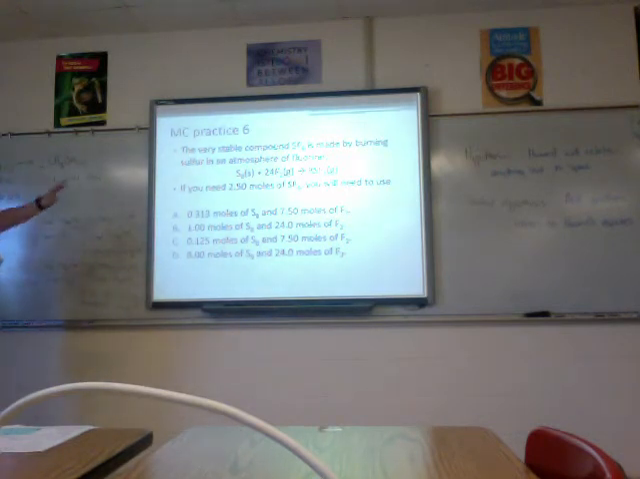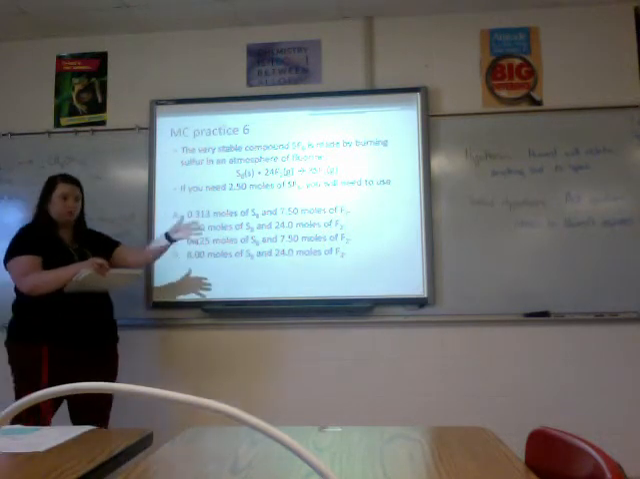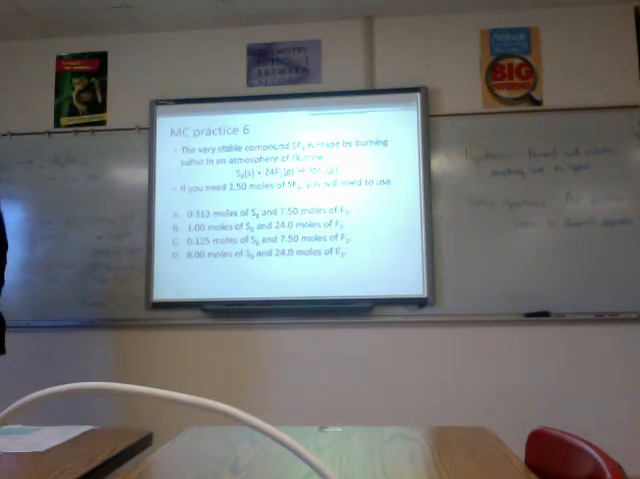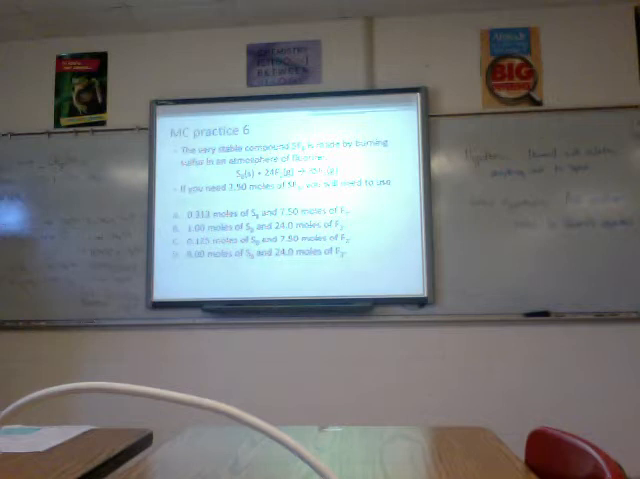So we have a very stable compound, SF6, that's made by burning sulfur in the atmosphere of fluorine. If you need 2.5 moles of SF6, you will need to use how many moles of these others? When I look at this, 2.5 is our base, like the base amount that we need of our product. Here, we need 2.5 of this, and we're basing everything off of this.